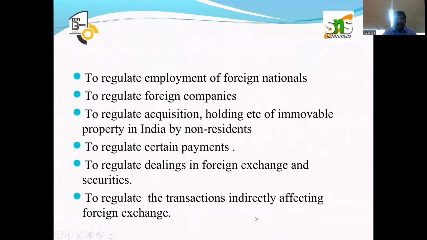In the same way, to regulate employment of foreign nationals, to regulate foreign companies, to regulate acquisition and holding of immovable property in India by non-residents, to regulate certain payments, to regulate dealings in foreign exchange and securities, and to regulate the transactions indirectly affecting foreign exchange.